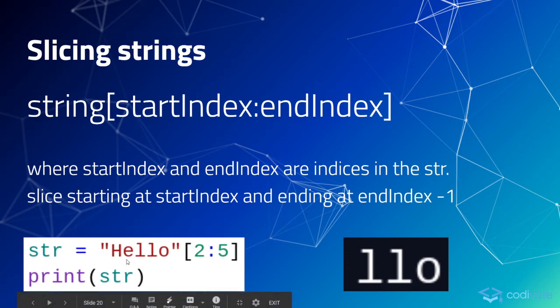We're not using the variable for this string, we're using the variable for the actual slice. Now, if we go and check the indices, we start at index 2, 0, 1, 2. So we start at this L. That'll be the first letter in our slice. And we have to end at end index -1. So 5 minus 1 is 4, we have to end at 4. 0, 1, 2, 3, 4. So O is going to be our last one. We have LLO, and that's what appears when we print this slice.